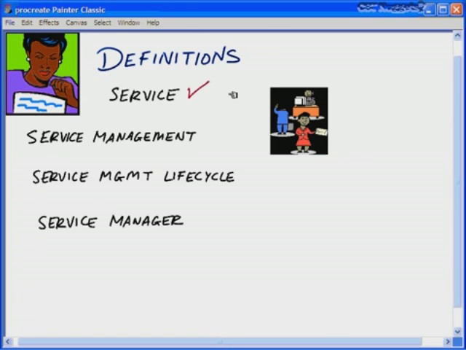Now, another concept related to service is that of a service asset. And a service asset is defined as any capability or resource that can be provided by a service provider.